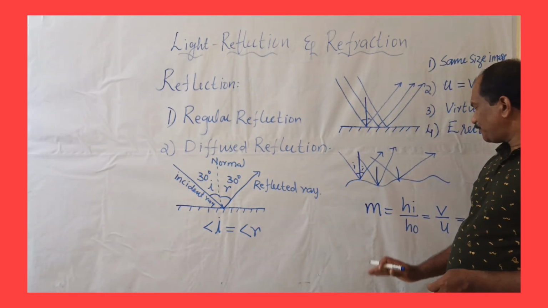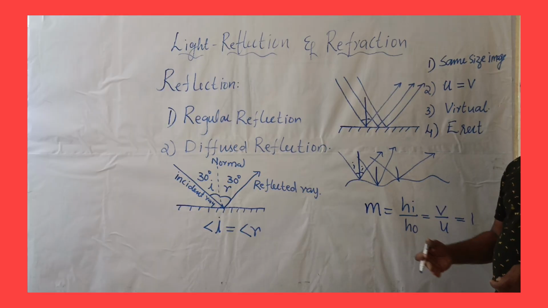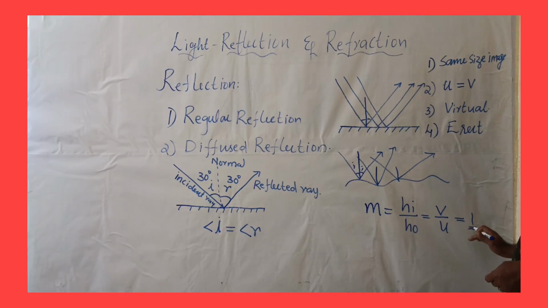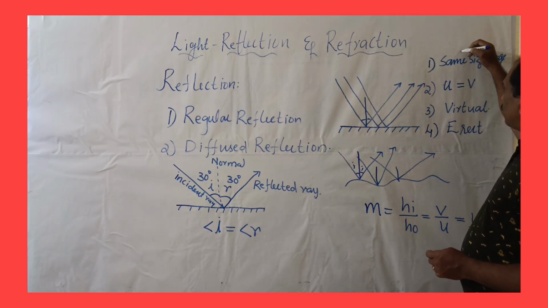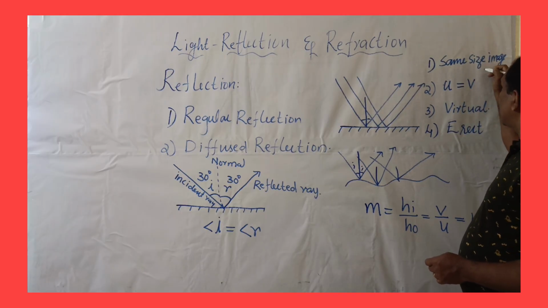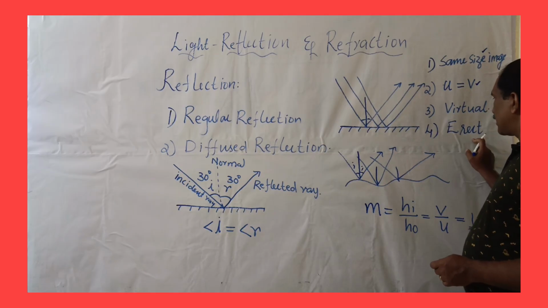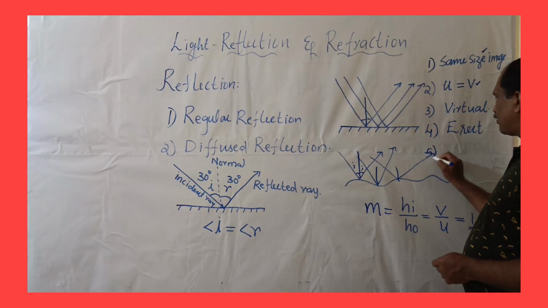I also taught you the meaning of magnification. Magnification means how much bigger the image is compared to the object. So the magnification of a plane mirror image is always 1. That means object size is equal to image size. And I also told you the characteristics of the image formed by a plane mirror: same size image, and object distance and image distance are equal. It is always virtual. It is always erect. And one more thing is there, that is called lateral inversion. The fifth one, I forgot to say.